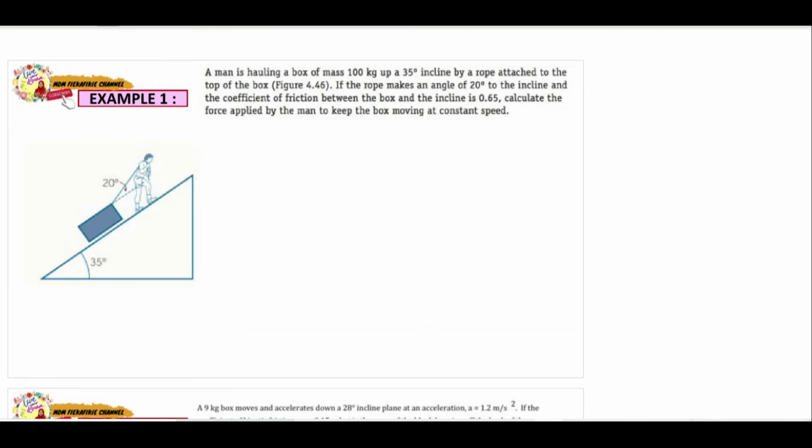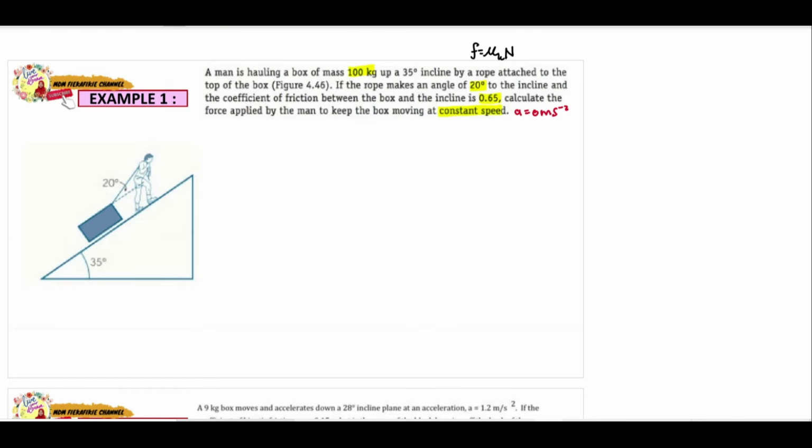So, bila soalan bagi coefficient of friction means that dia adalah rough surface, ada friction. And equation friction, jangan lupa, it's equal to mu N. And given that mu is 0.65, calculate the force applied by the man to keep the box moving at constant speed. So remember, when the object is moving with constant speed, so the acceleration is equal to 0 meter per second squared. Okay, so ini adalah maklumat yang dia bagi. So 20 degree, mu.